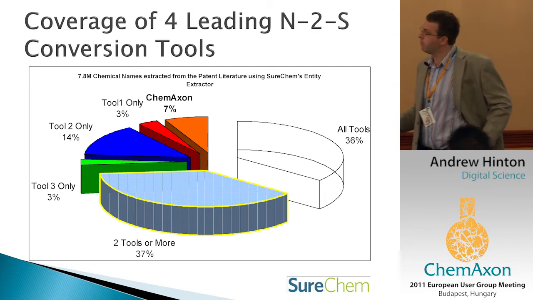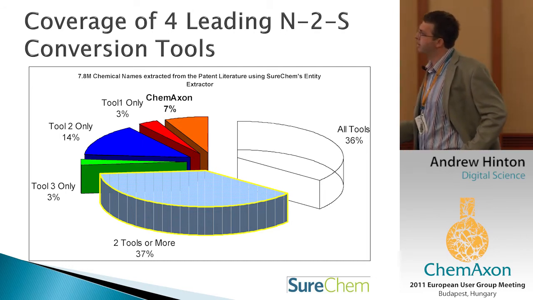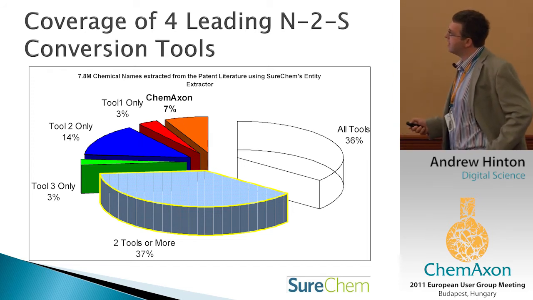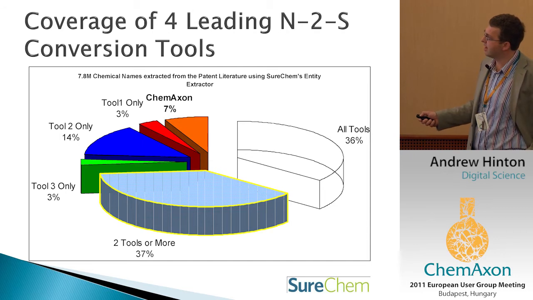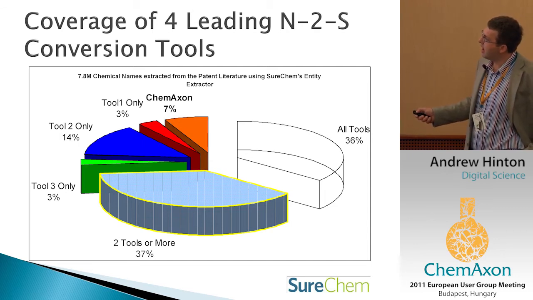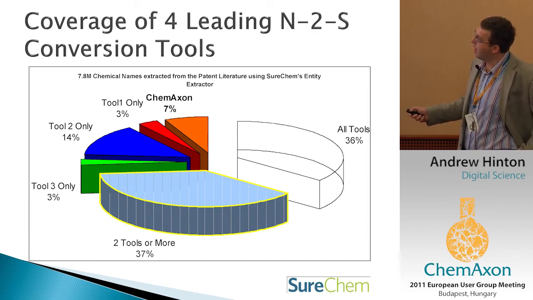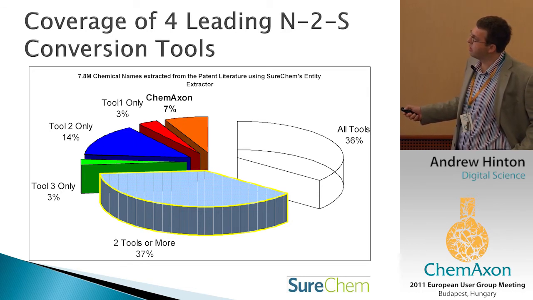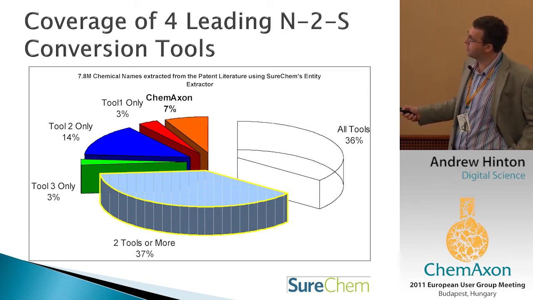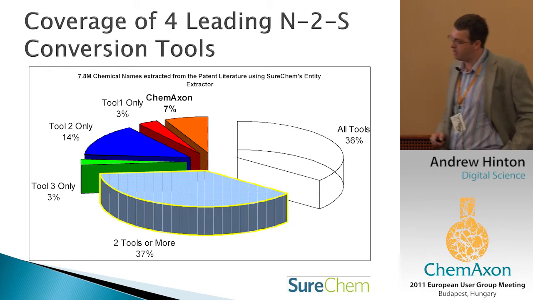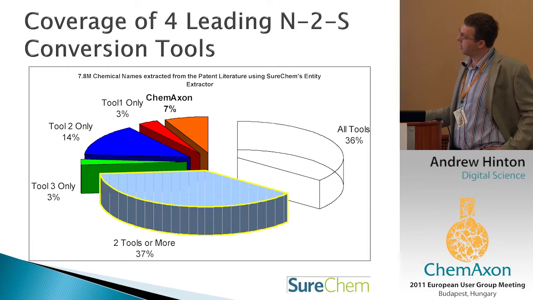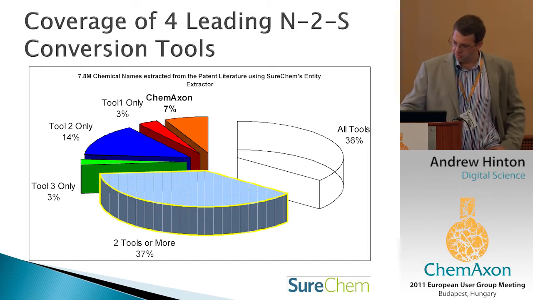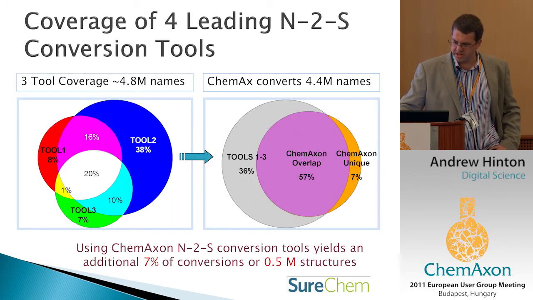And interestingly, when we looked at ChemAxon 5.4, we see that it was pretty high up there, only second to tool 2 in its contribution. ChemAxon provided us with 7% of the total, which represents about 500,000 names. So I think that's quite a powerful message.